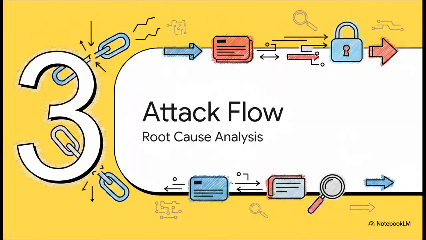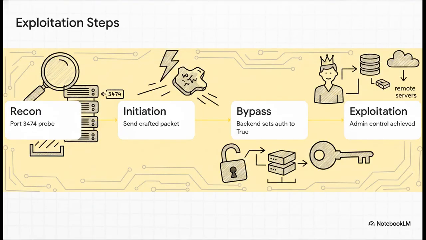Let's pop the hood. To really understand the business continuity risk here, we have to dissect how an attacker actually pulls this off. It's shockingly simple. First, reconnaissance. They scan for an exposed port 3474. Then, initiation. The attacker sends a specially crafted network request. Because of that primary weakness we just talked about, the backend processes the request and completely fails to verify if the requester is actually trusted.